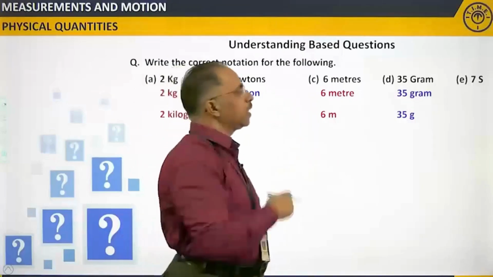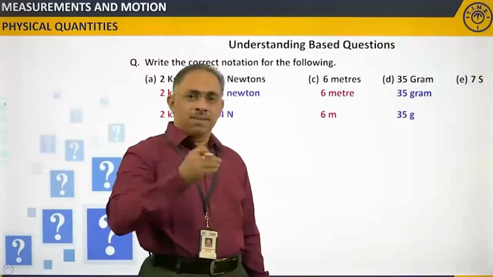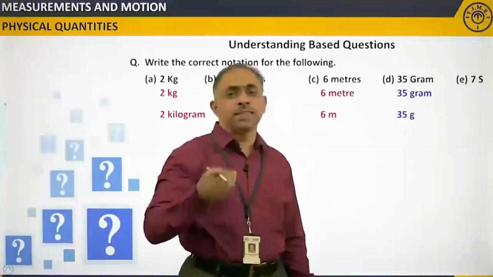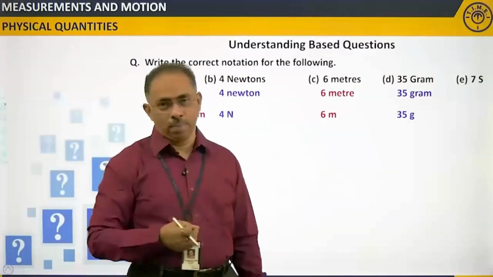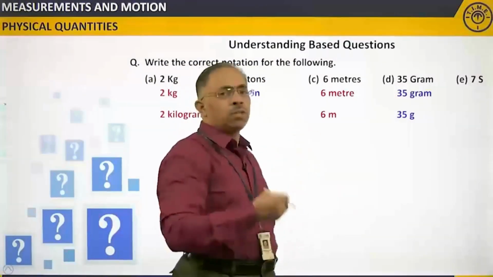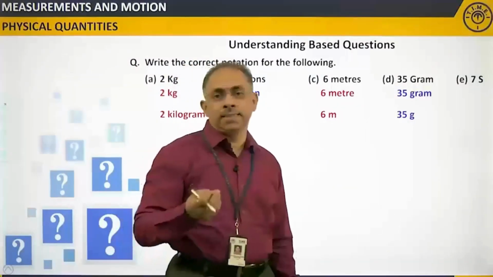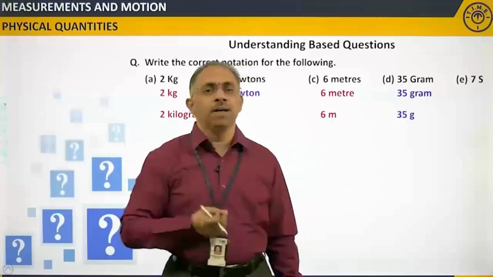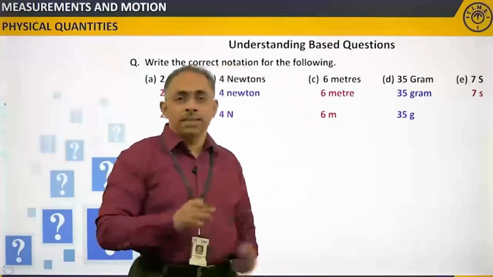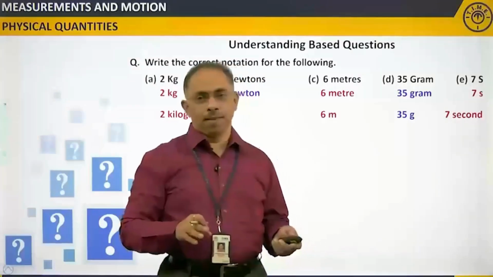And what is the mistake in the last one? 7S. 7 seconds. So, when I say 7 seconds, actually I should not say seconds, it should be 7 second. Clear? So, when I say 7 second, that S should be written in the lowercase, not in the uppercase, because s in the lowercase is the standard symbol for second. So, I should write it as 7s like this. If I want to write the full name of the unit, I can as well write 7 second completely. Is it clear?